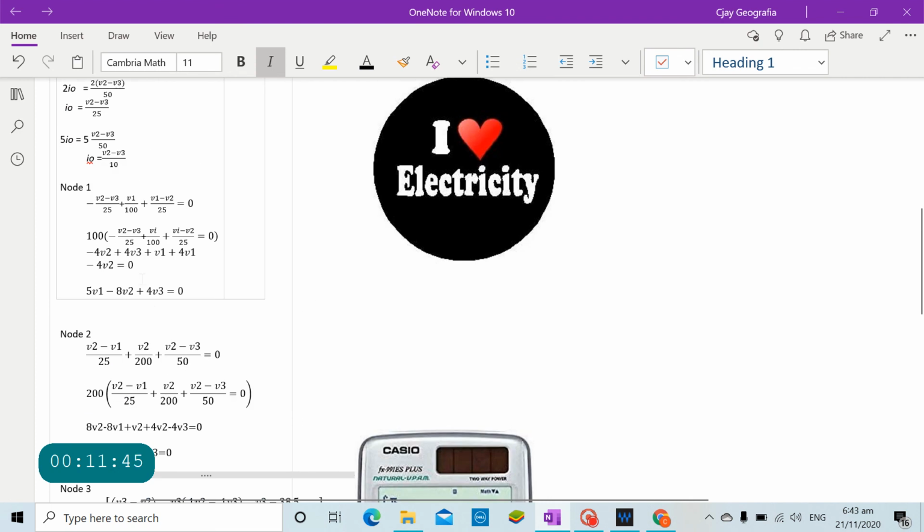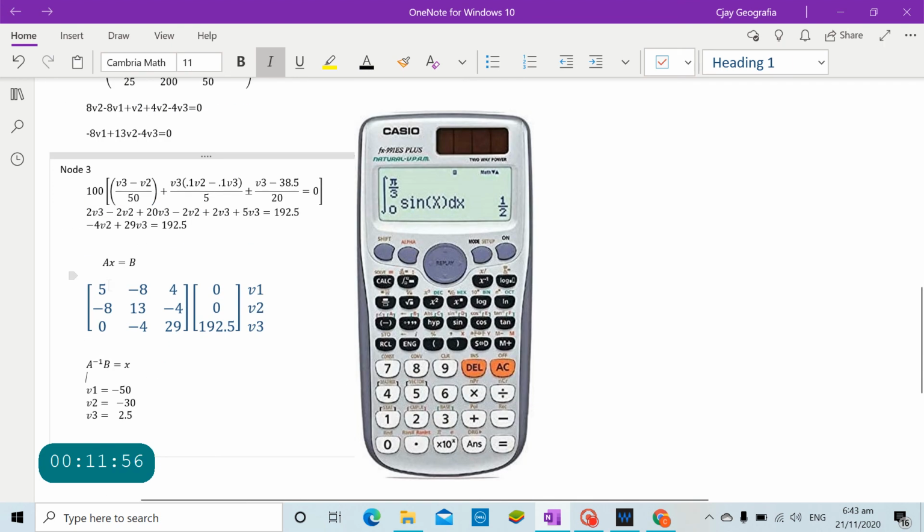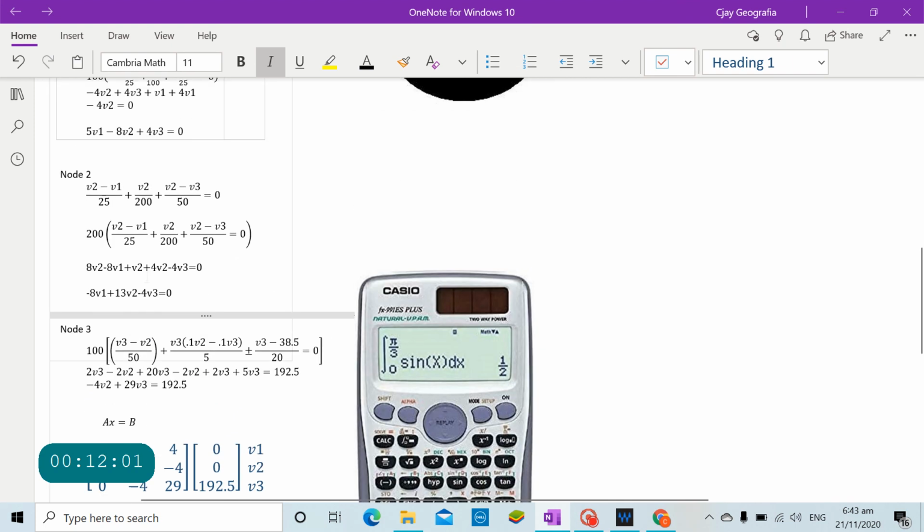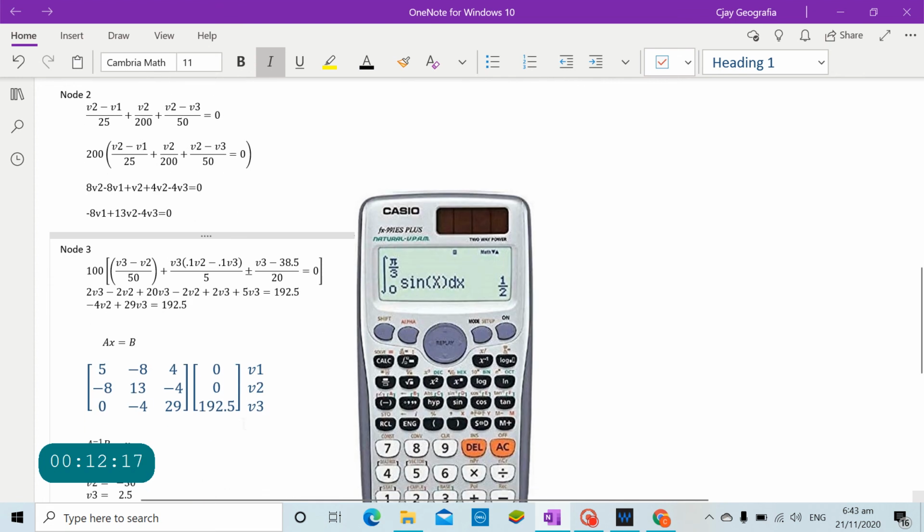So first, in the first row, we have to put positive 5, negative 8, plus 4 in here, and 0 for V1. And next, for node 2, negative 8, 13, negative 4, 0. And the last is 0 for V1, negative 4 for V2, 29 for V3, and 192.5 for the constant.